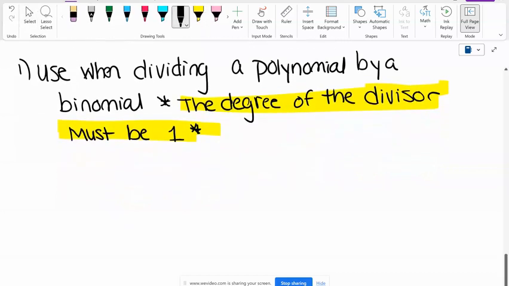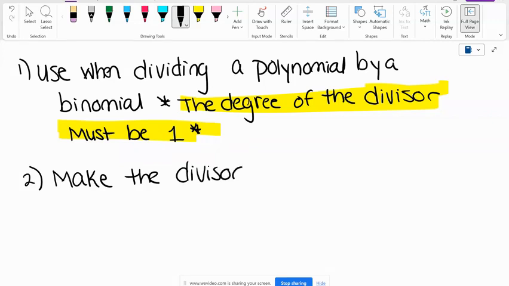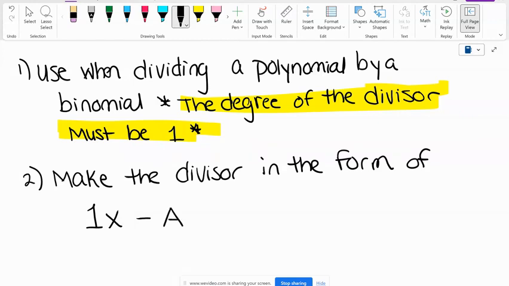In addition to that, we want to make the divisor in the form of 1x minus a. So key things here: we want the coefficient on x to be 1, and we want there to be a minus between the variable and the constant term.